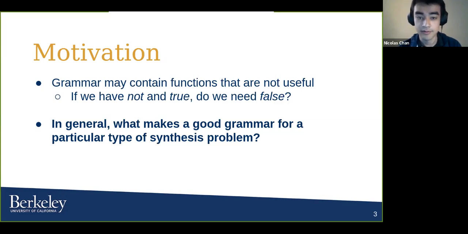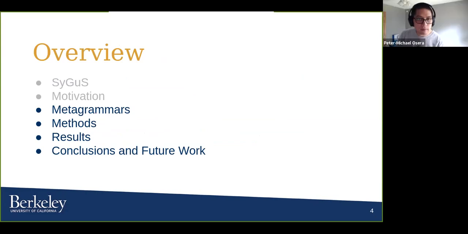So for example, if you have the function not and a constant true that you're allowed to use, do you need the constant false? It might be beneficial if you're using false a lot, but if you just use it once or not at all, then having not and true might suffice. So in general, our question is, what makes a good grammar for a particular synthesis problem? So that was SyGuS and the motivation. And next I'm going to go over our concept of metagrammars, some methods that we use to investigate this, results, and then conclusions and future work.